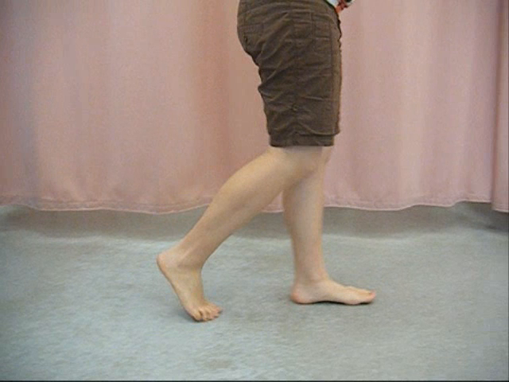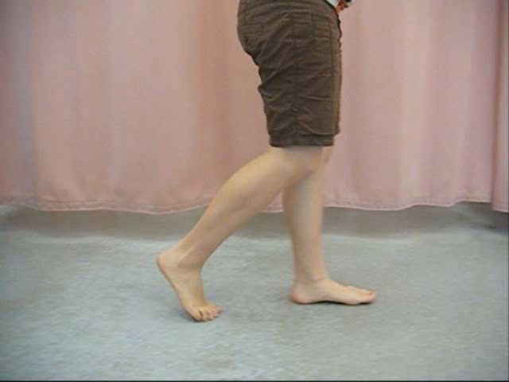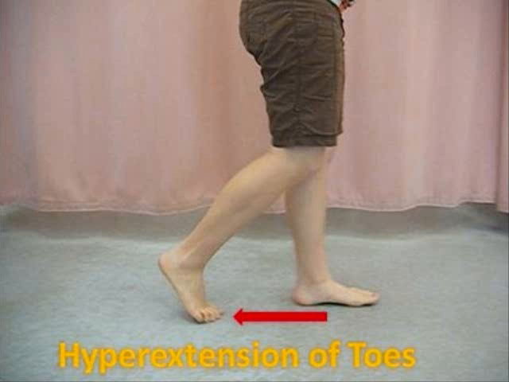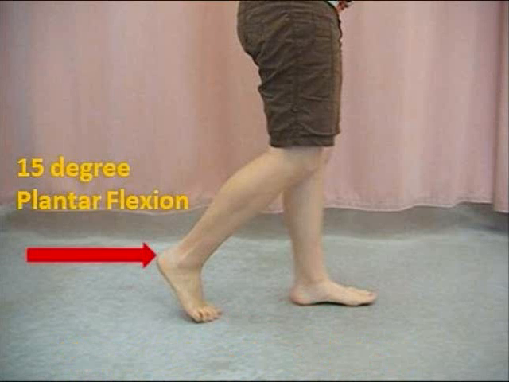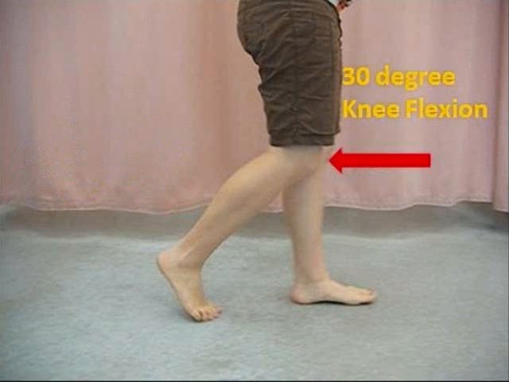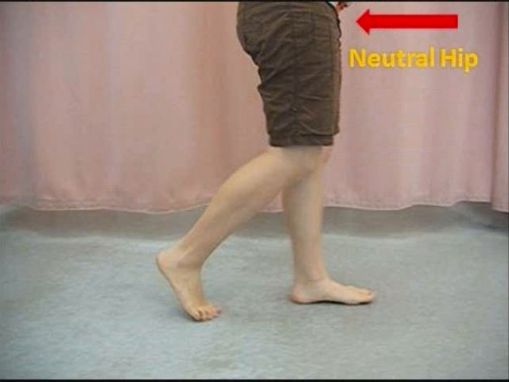Toe off begins at 60% of the gait cycle. This is the final event of the stance phase. At toe off, toes are in marked hyperextension at the metatarsal phalangeal joints. The ankle continues to plantar flex to about 15 degrees through concentric activation of the plantar flexor muscles. Knee is flexed to 30 degrees and the hip is in neutral position.